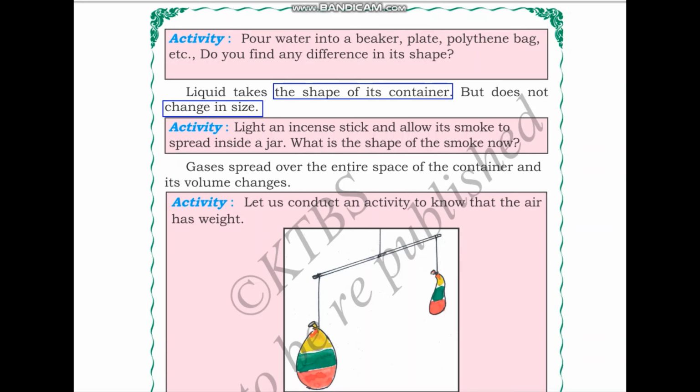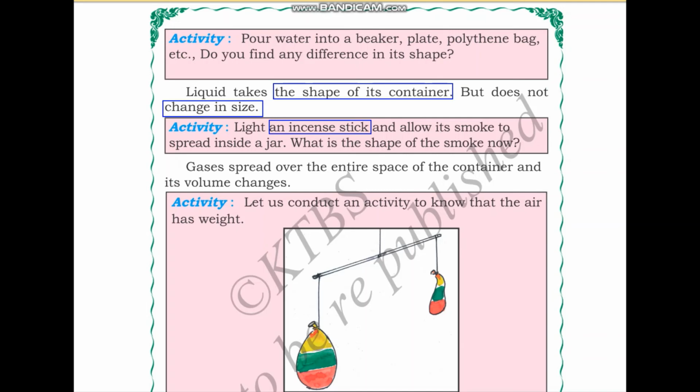So, they are asking us to light an incense or an agarbatti stick and then allow its smoke to spread inside a jar. Okay, so you light it and you put it inside a jar. Then let the smoke spread inside the jar. Then close the lid of the jar. So what is the shape of the smoke now?